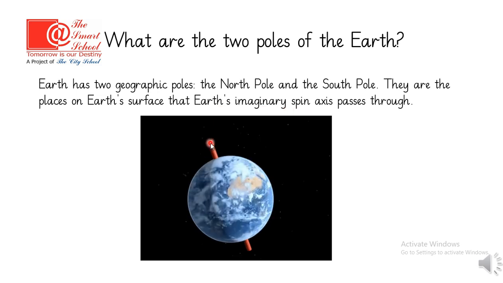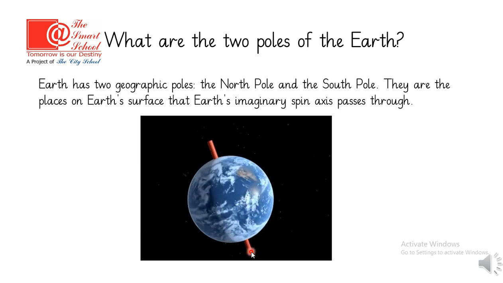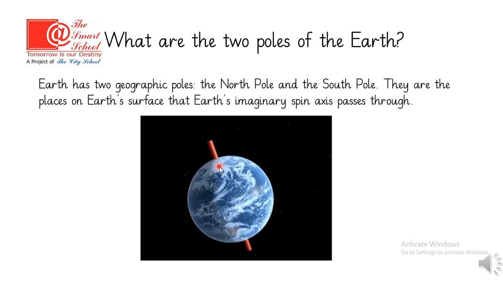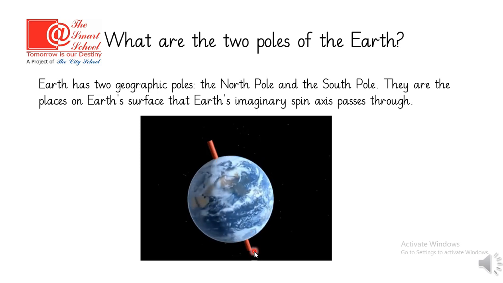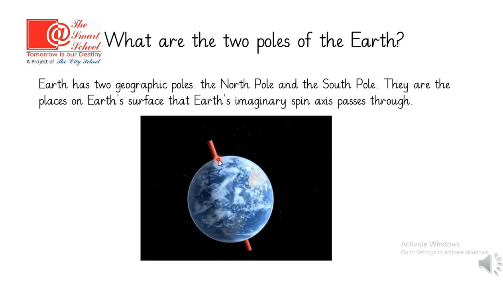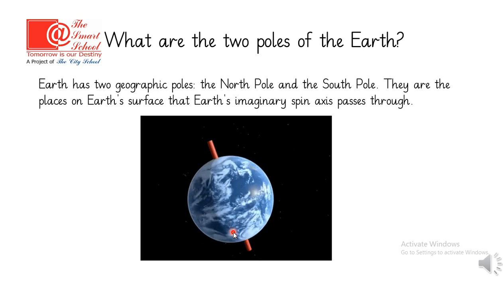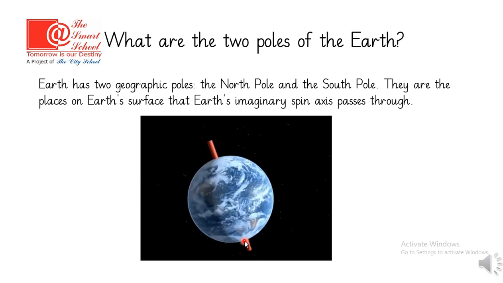Now, as I told you, this is the Earth's imaginary spin axis. Now, it passes through this North Pole and the South Pole. At the top is the North Pole. This is the North Pole. And at the bottom is the South Pole.